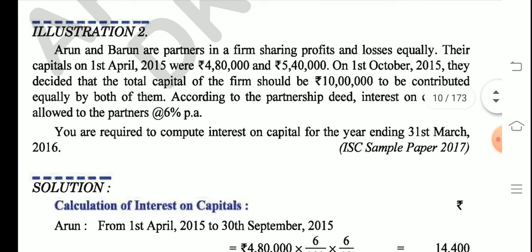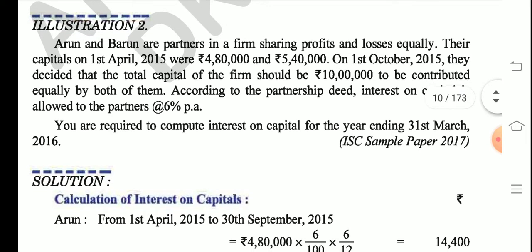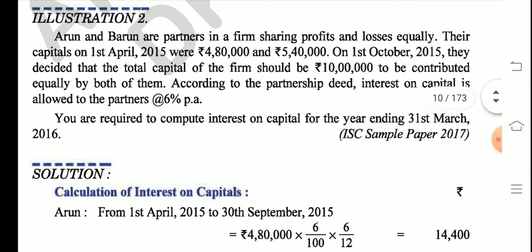On 1st October 2015, they decided that the total capital of the firm should be 10 lakhs. So now both the partners have decided the new capital of the firm, which is going to be 10 lakh, and they are going to be contributing equally. See, this line is very important. So earlier Arun was contributing 4,80,000, now he has to contribute 5 lakh because new capital is 10 lakh. So both the partners will be dividing the new capital in equal ratio because they're equal partners. So now the new capital for A stands at 5 lakh and the new capital for B stands at 5 lakh. But A has 4,80,000 and B has 5,40,000. So B is paying 40,000 more and A is paying 20,000 less.